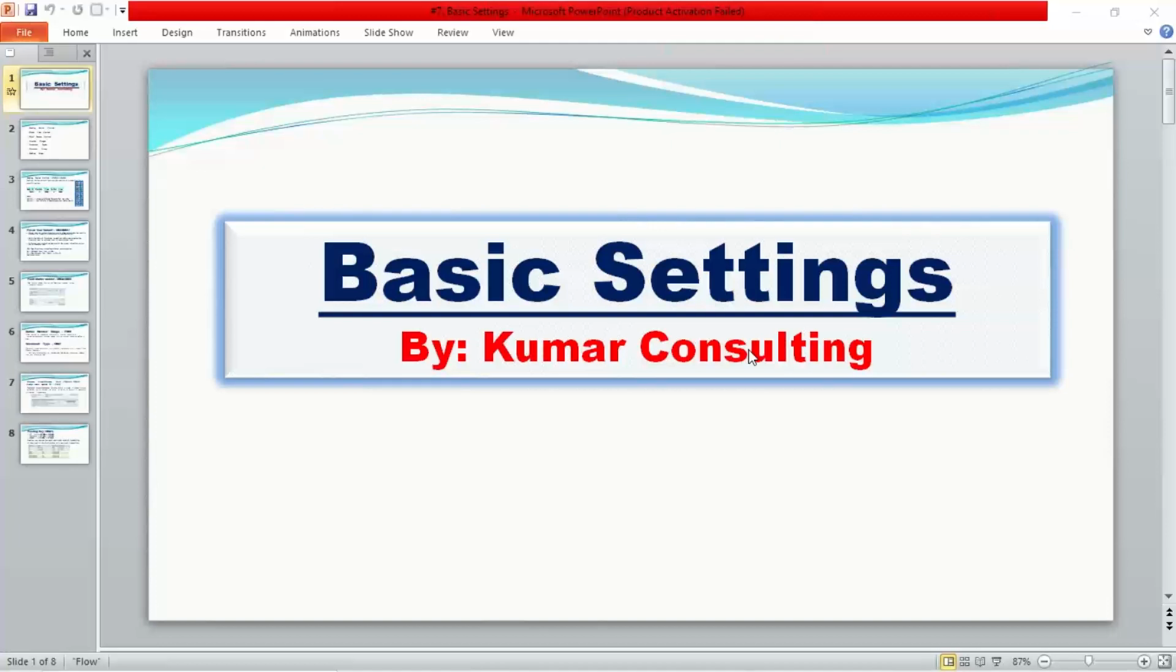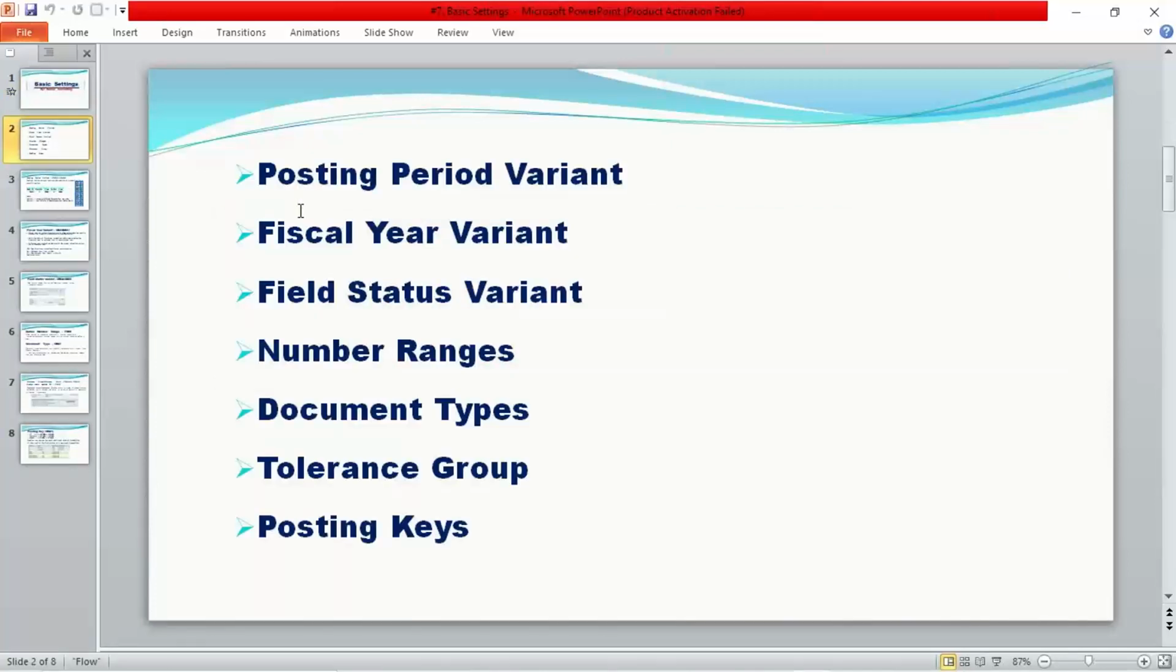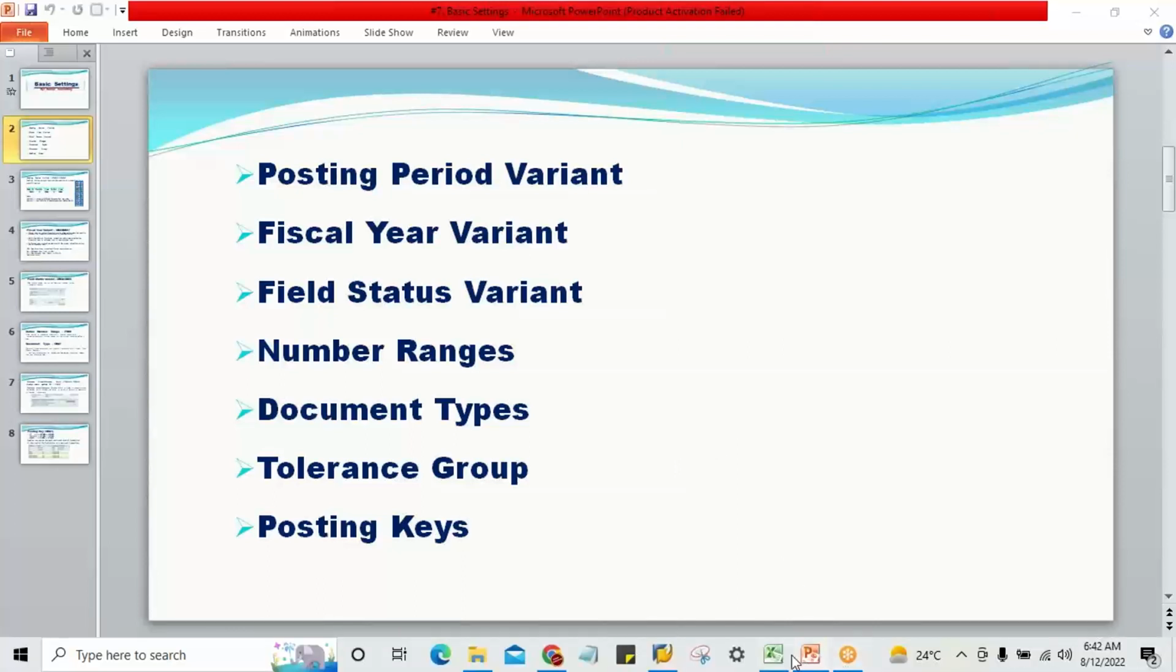So in basic setting, what we have discussed? We have discussed the posting period variant and fiscal year variant. These two things we have discussed in details. If we talk about fiscal year variant, guys, in fiscal year variant we had two more things, which I'll explain just theoretically.